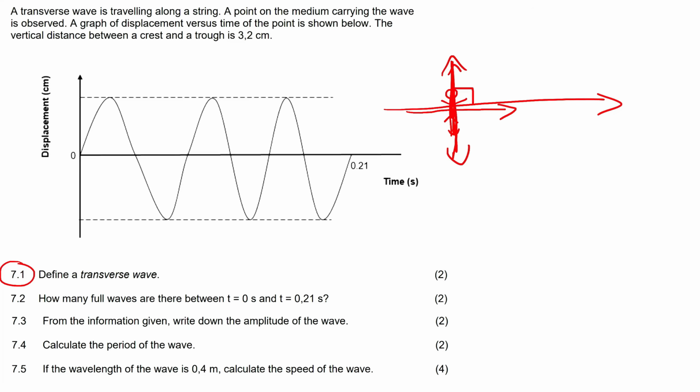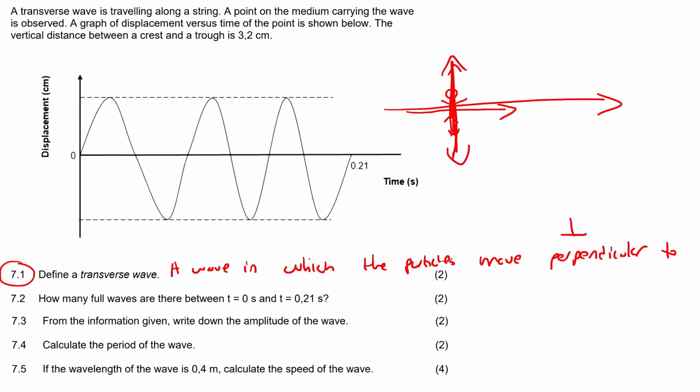That is what a transverse wave is. It's when the particles, which are the people, move at 90 degrees or perpendicularly to the wave, which is this part over here. So a transverse wave is a wave in which the particles move perpendicular. That means 90 degrees. That looks like this. Perpendicular to the direction of motion of the wave.